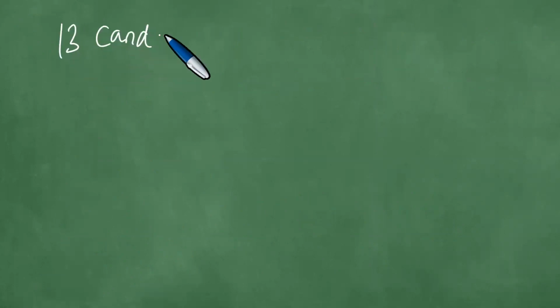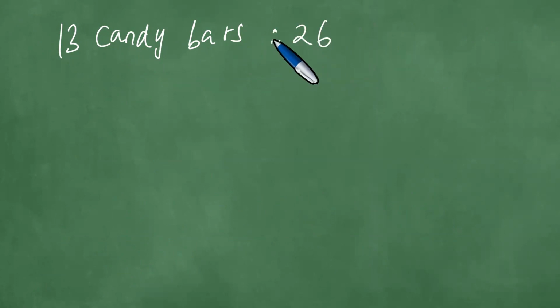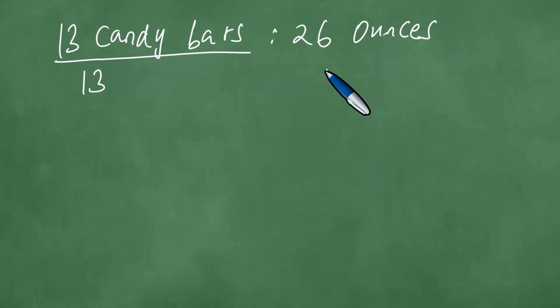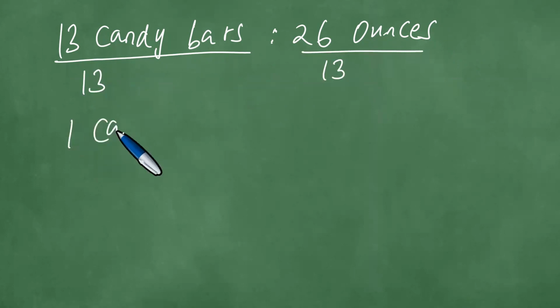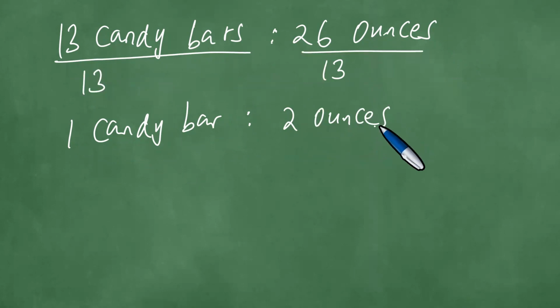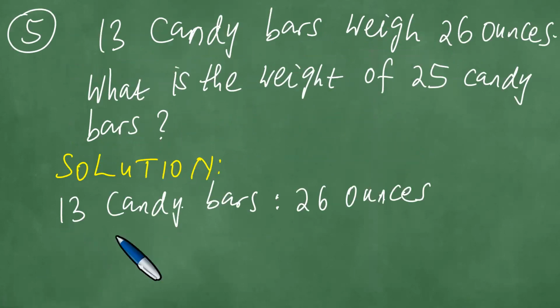So we continue and say 13 candy bars to 26 ounces. You have 13 here, 13, which means one candy bar is to 2 ounces. Assuming even distribution or uniform distribution of the weight.